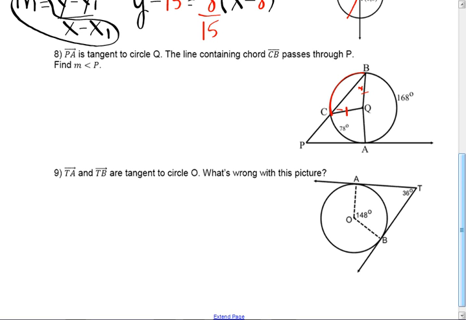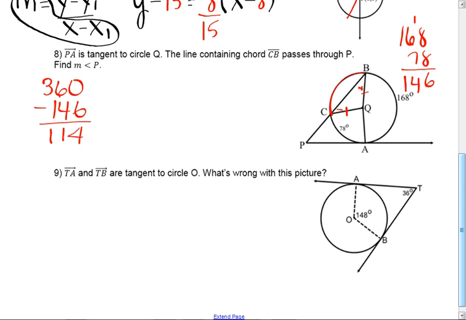So what I do is I add up all the arcs, 168, 78, 146, and subtract that from 360. Now, I prefer to add rather than subtract, because I always forget to borrow. So this arc is 114.